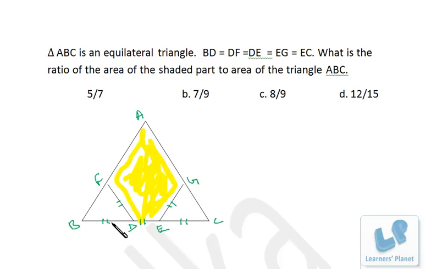So BD is 1/3 of BC. If the side of this equilateral triangle is 1/3 of the total equilateral triangle, the area will obviously be 1/9. Length is 1/3, area is 1/9. So BFD is 1/9 of the total triangle. Similarly, EGC is 1/9 of the total triangle. That means BFD plus EGC is 2/9 of the total triangle. That means FAGED is 7/9 of the total triangle. Do I need any paperwork? No. Pretty simple problem, friends.